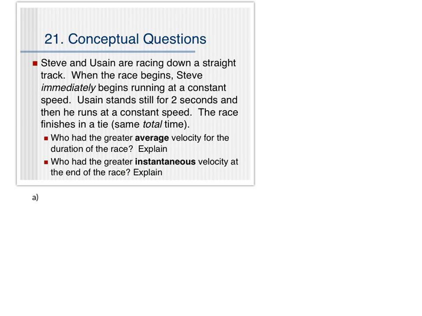All right, so let's go ahead and start applying some of this average speed, average velocity stuff. So we start with this conceptual question here where we have Steve and Usain racing down a straight track. So when the race begins, here we have Steve. Steve immediately starts running towards the finish line, okay, and ends up at the finish line here. Usain, on the other hand, the race starts. Usain waits there for 2 seconds.